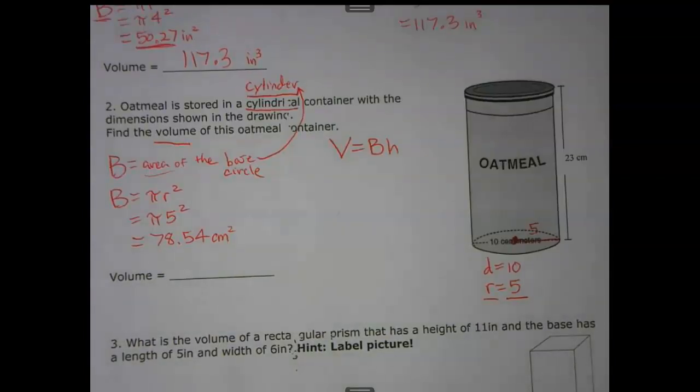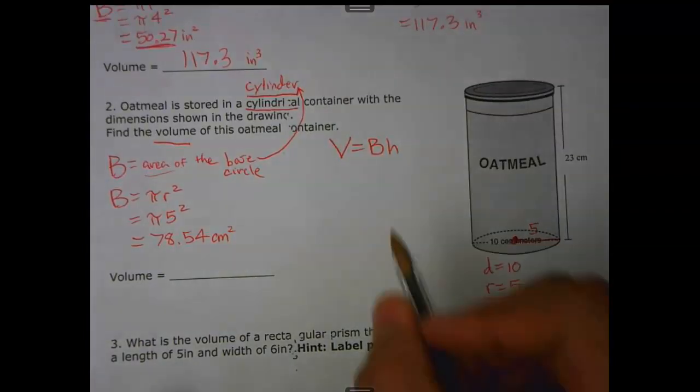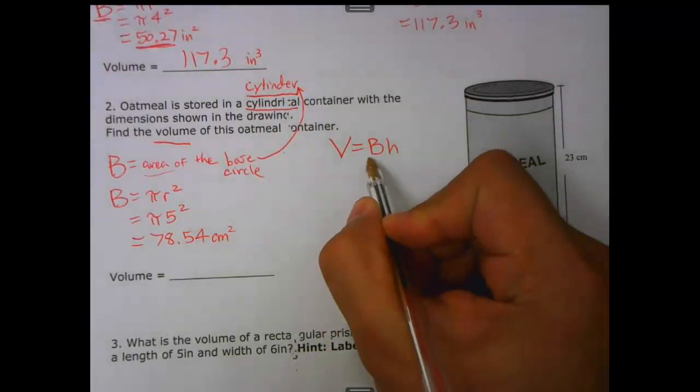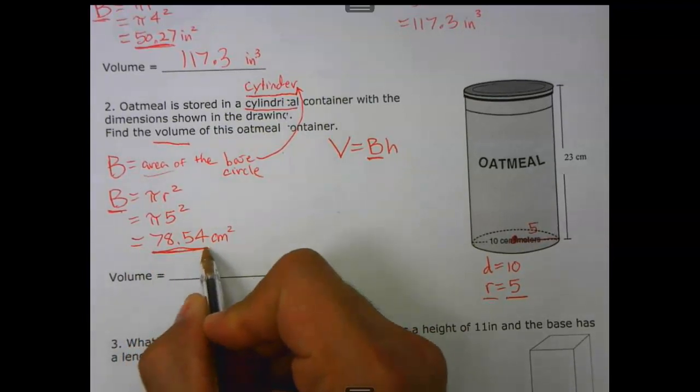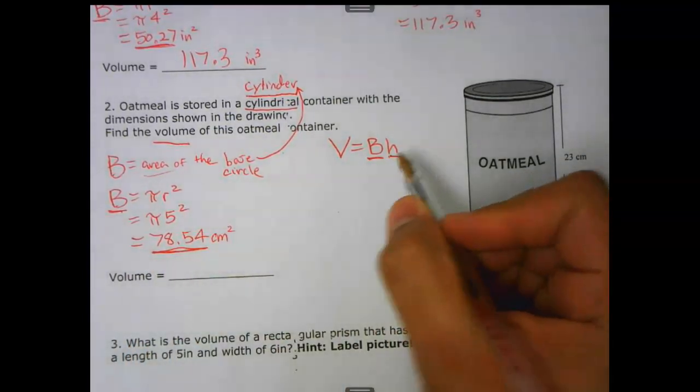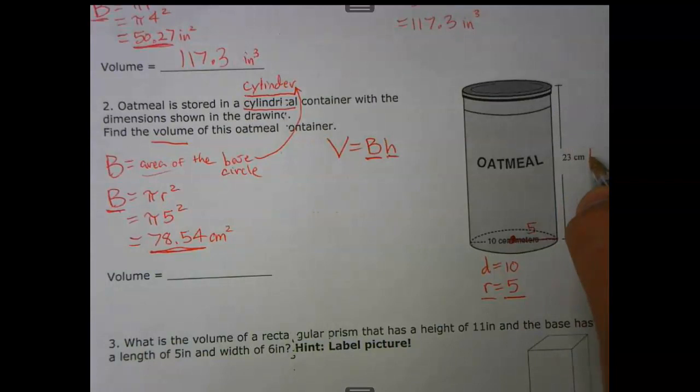Okay, now all I found was big B. That's not the answer. For volume, I need to do big B, which I know is 78.54, and I need to know h, the height. Well, if I look over here, this is my height, h, 23.